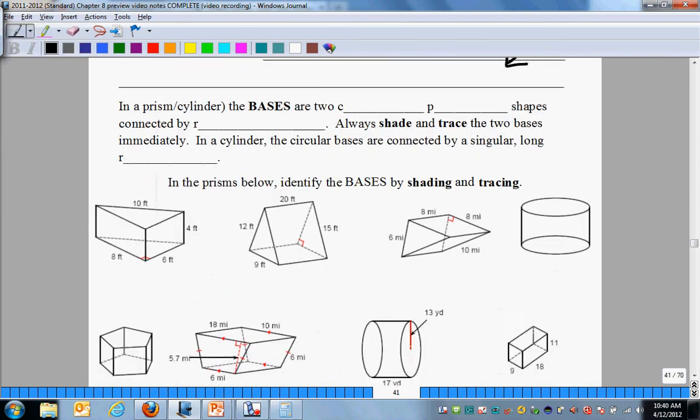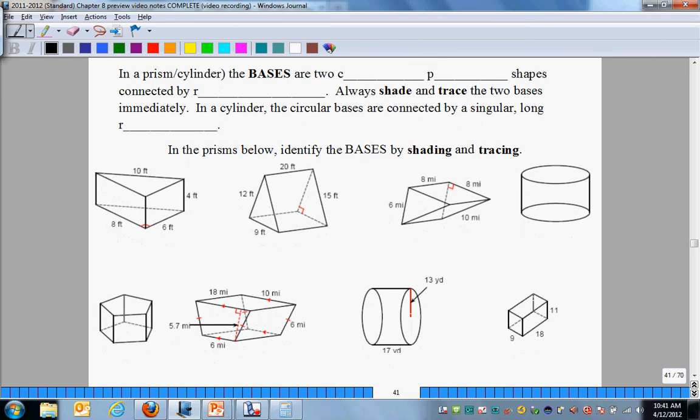Now the next is a very, very critical skill. In a prism and a cylinder, you have two bases, always two bases. Those two bases have these properties. They are congruent, they are parallel shapes, and then they're connected by rectangles. The two bases are congruent and parallel shapes connected by rectangles.